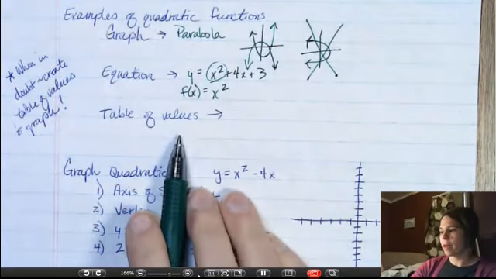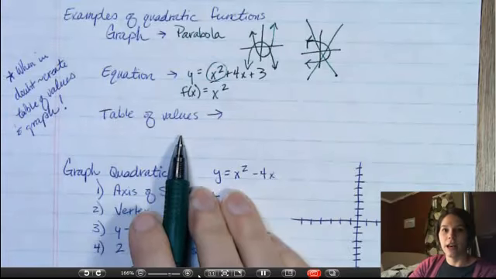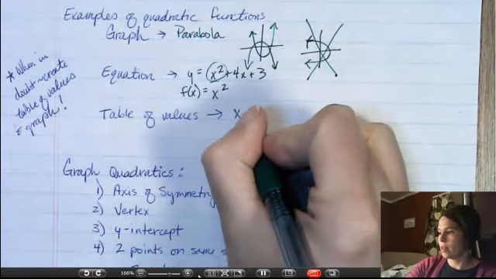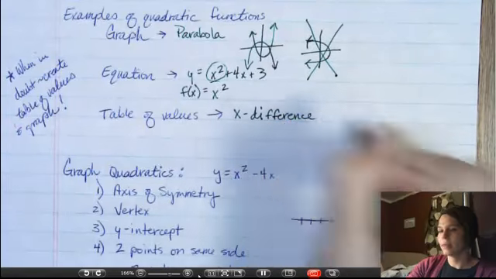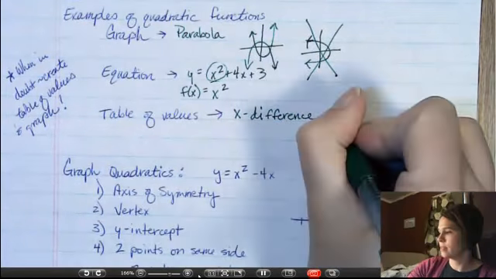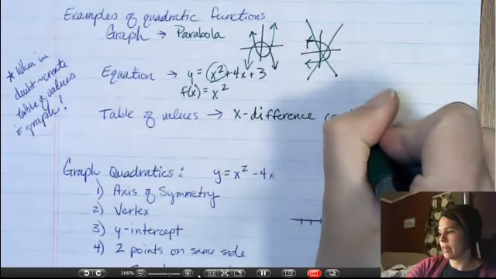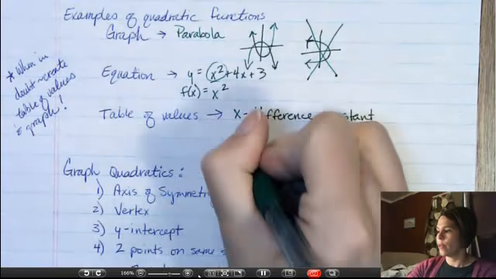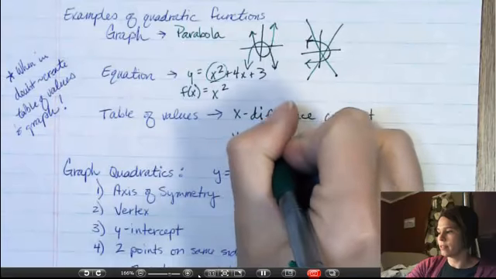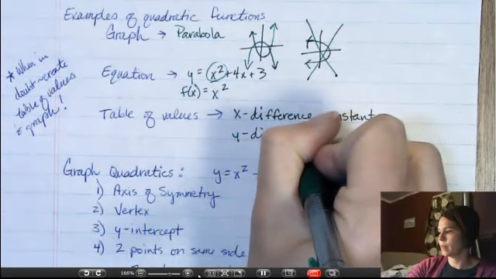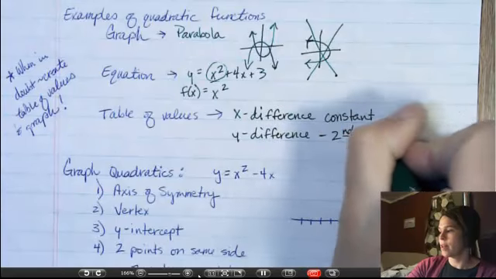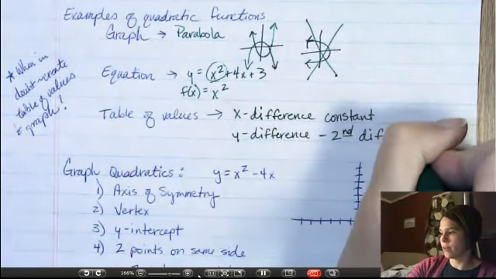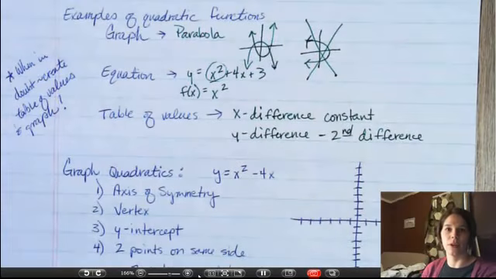The other thing that they might ask you about is from a table of values. Now remember, the x difference has to be constant, just as in the linear. The y difference had to go to the second difference. I'm not going to do an example of that right now. Your book has a great example, so go there if you need an example in section 9.1.